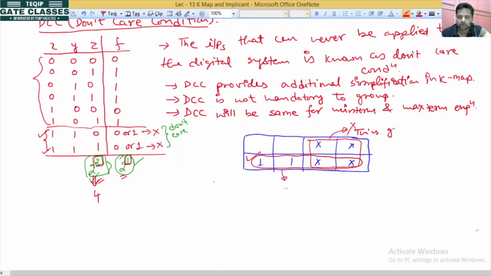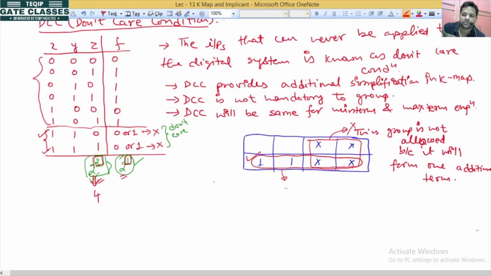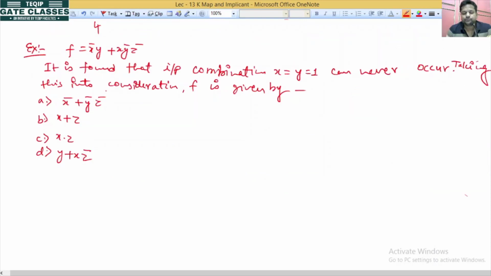This group is not allowed, because it will form one additional term. Okay, because it will form one additional term.